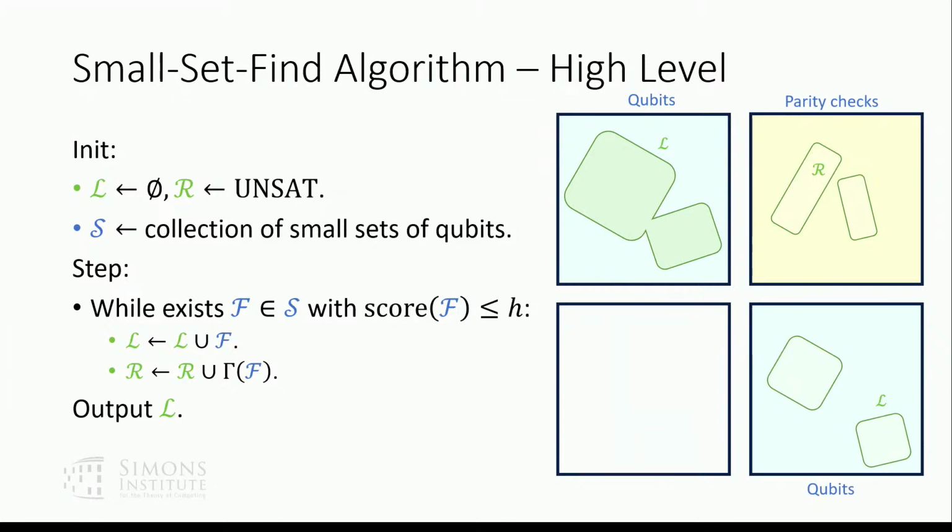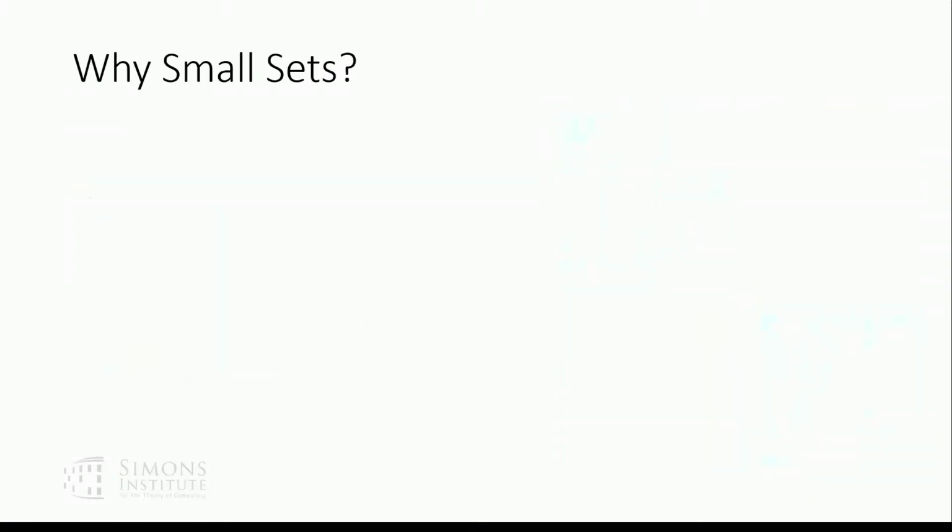There are only two differences. One of them is we have a collection of small sets instead of going one bit at a time. And the second is that we have a score. So now I'm going to talk about these two things, one after the other, starting with why do we even do small sets? Why can't we do just vertex by vertex?